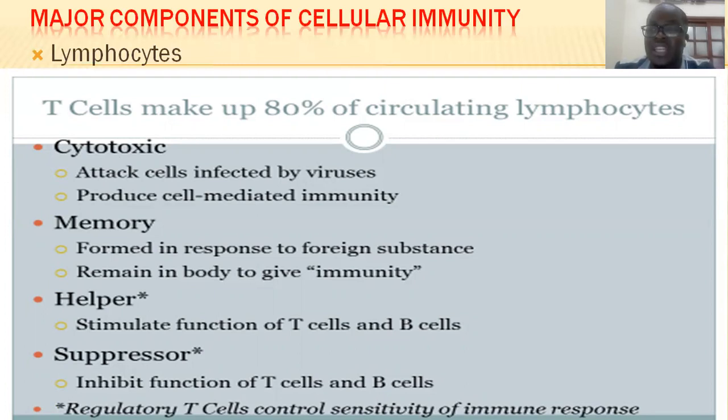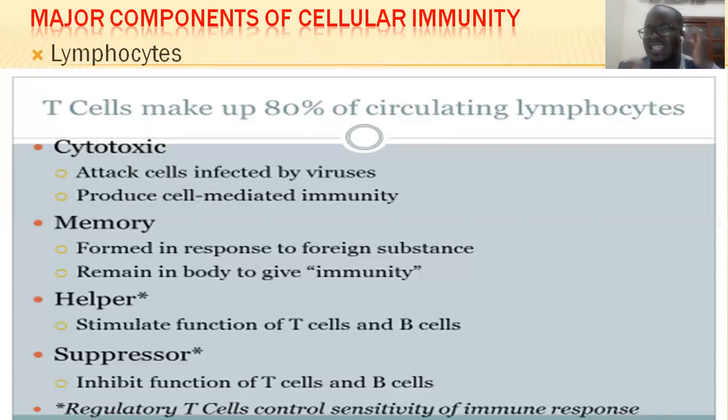Then we also have memory T cells. These are T lymphocytes that are memory cells. The memory T cells are formed in response to a foreign substance and they remain in the body to give immunity. So they have a memory for that particular pathogen. After activation of the T cells, some of them will differentiate into memory T cells. These memory T cells will have a memory of that pathogen to the extent that if next time you have a similar infection caused by similar antigens, these memory T cells will be activated and can easily attack that pathogen. That's why you have these memory T cells, to have the memory of that particular pathogen.